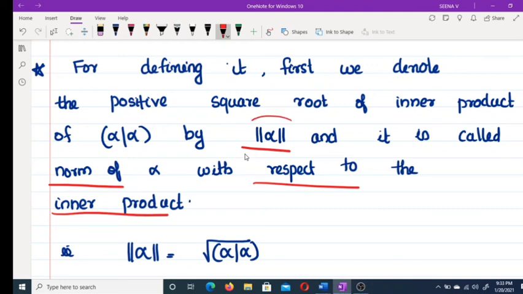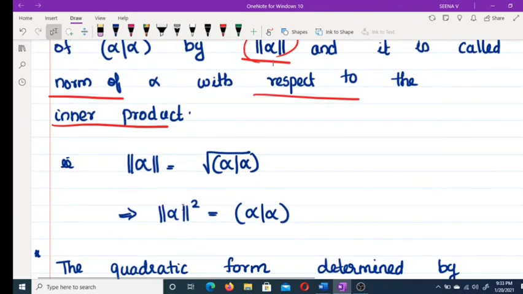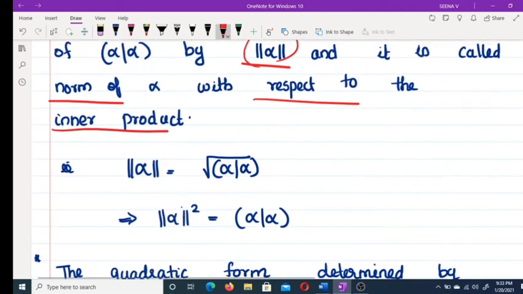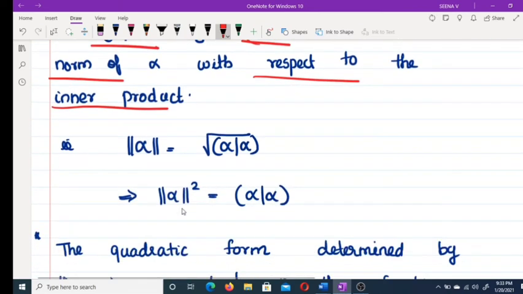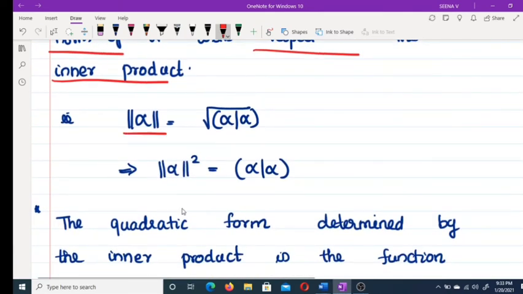We will discuss more about norm of alpha in functional analysis. Here also we will discuss some properties of norm in the next section. So what is norm of alpha? Norm of alpha is the positive square root of inner product of alpha and alpha. Okay, so norm of alpha squared is equal to inner product of alpha and alpha.